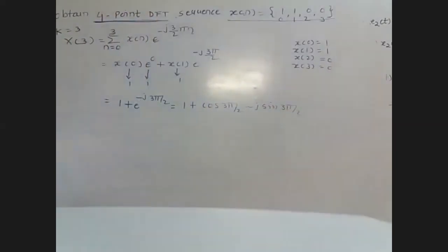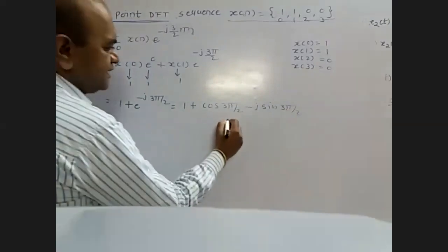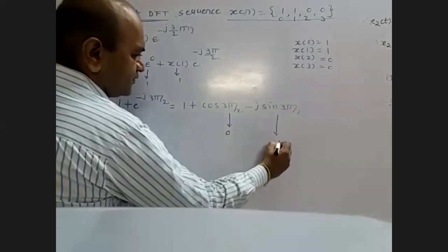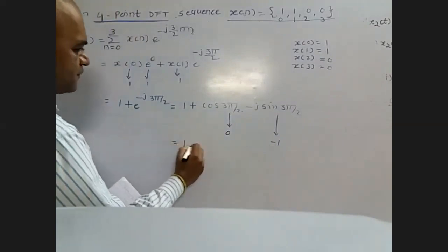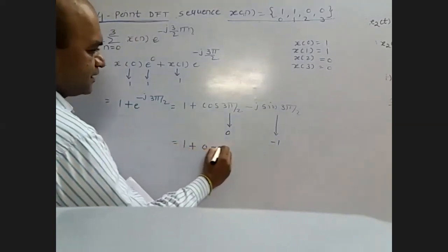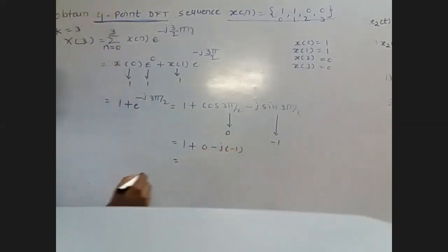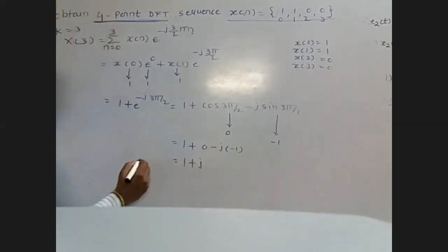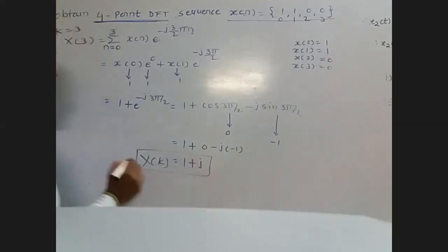What is that value? Okay, so here you will get 270 degrees. So that's why cos 3 pi by 2 is nothing but 0. Here sine 3 pi by 2 is nothing but minus 1. Okay, so here we will put 1 plus 0 minus j in bracket minus 1. Okay, so that's why here minus minus becomes plus. Okay, you will get x of 3 is nothing but 1 plus j.